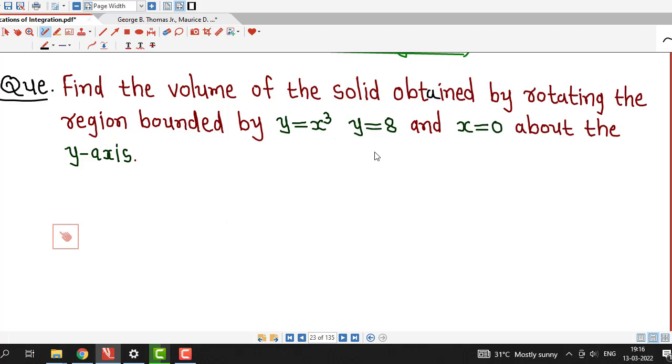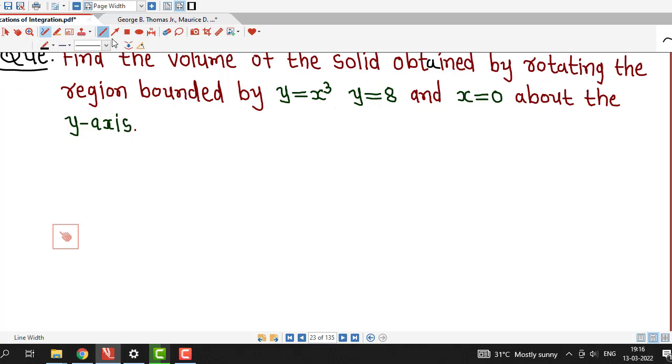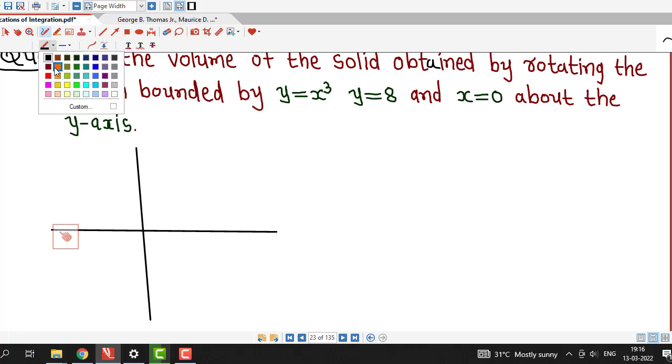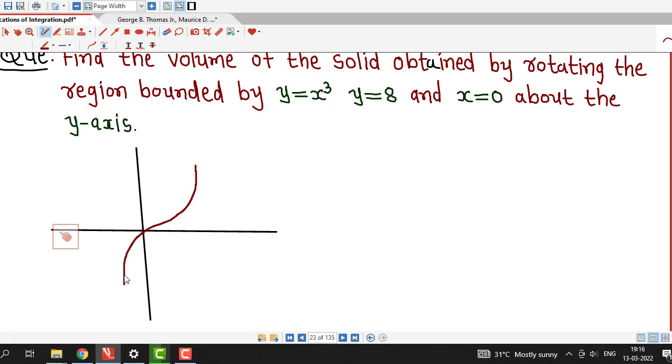So first we sketch the region bounded by given curves. Here we are having y equal to x cube, y equal to 8 and x equal to 0. So suppose these two are coordinate axis, and now we consider y equal to x cube. We are familiar with the shape of this y equal to x cube. It will look like this. Let me sketch properly. Y equal to x cube is the curve which is symmetric about origin.